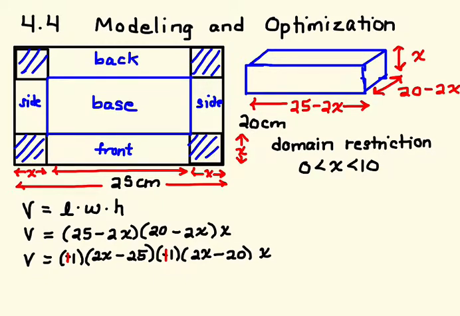Now the next thing I'm going to do is multiply 2x minus 25 times 2x minus 20. Well, 2x times 2x is 4x squared.